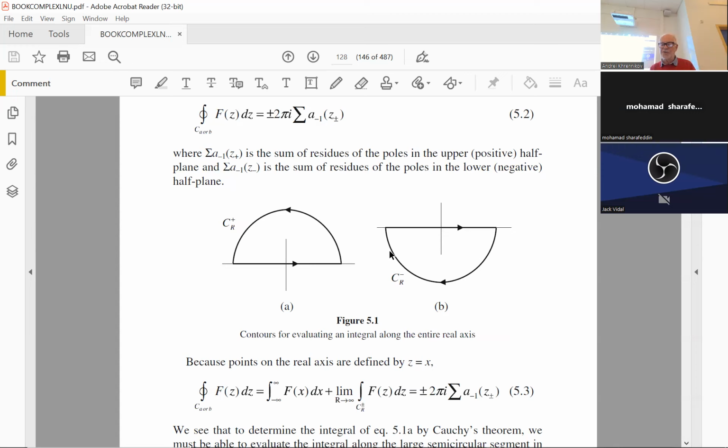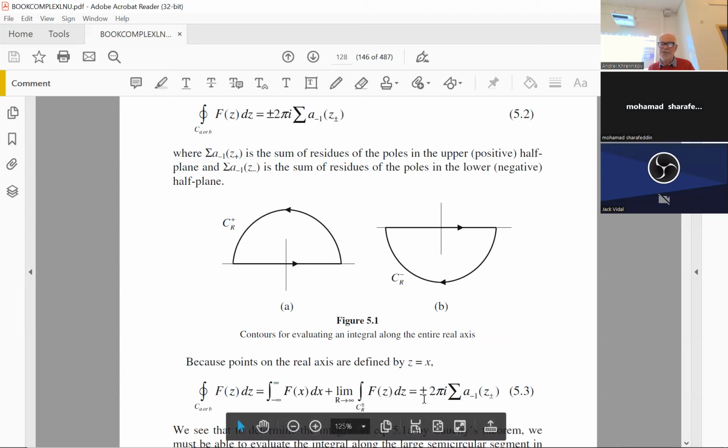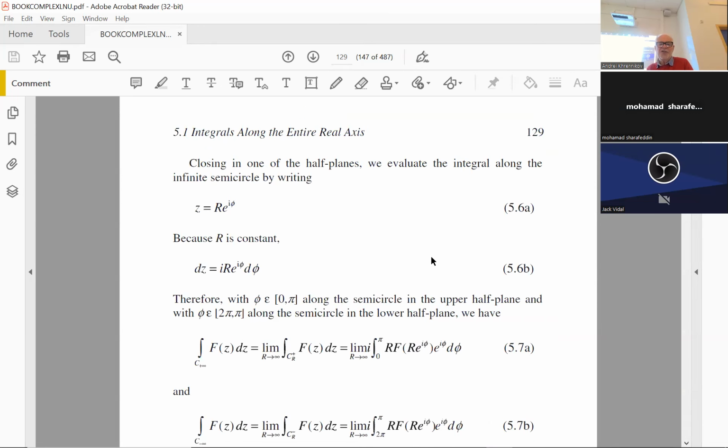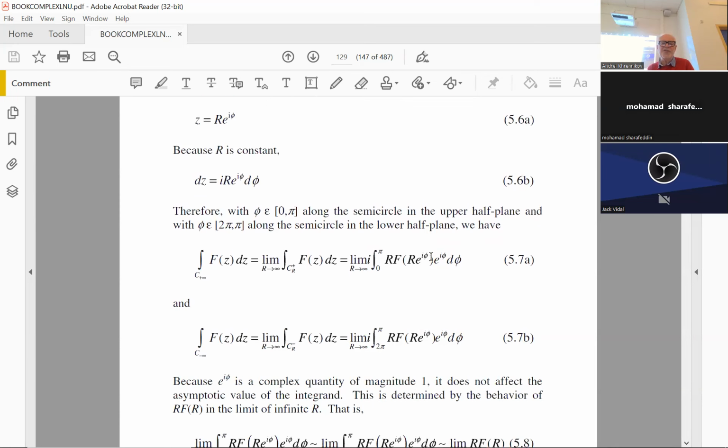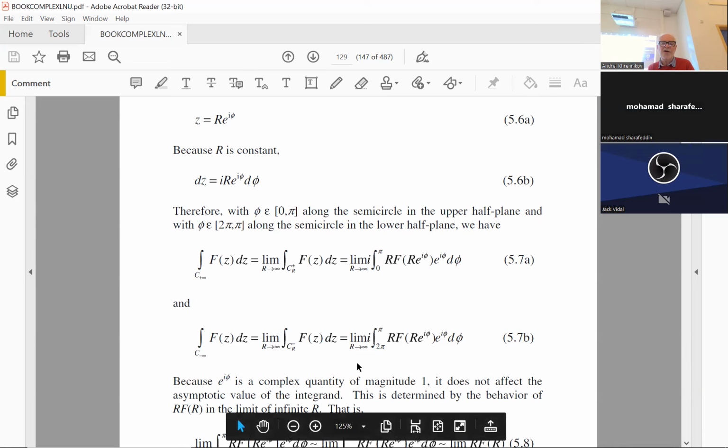Therefore, they consider both. This is counterclockwise, and this is clockwise, because in both cases we want this integral dx. Therefore, they write both formulas. For this it's plus, for this minus. So they change variables. This is the upper half plane, and this is the lower half plane.